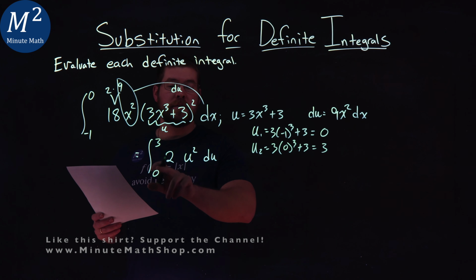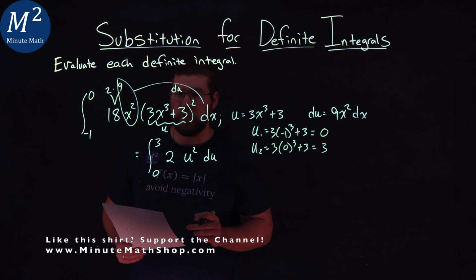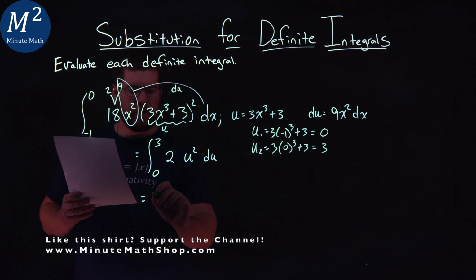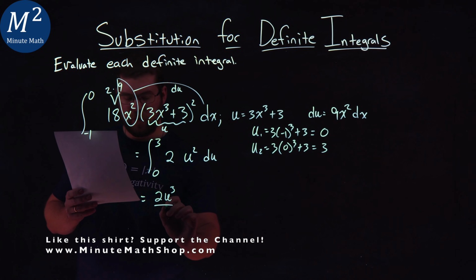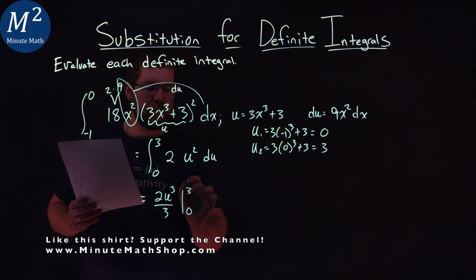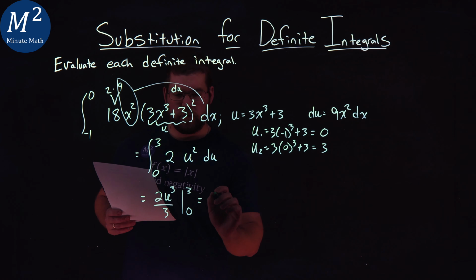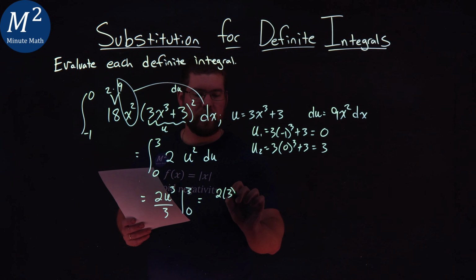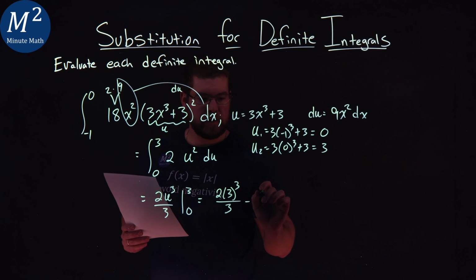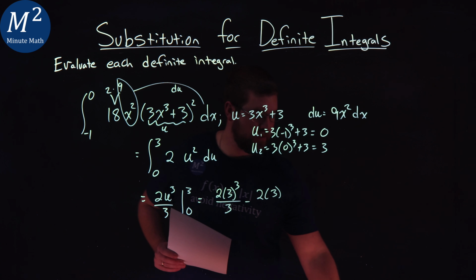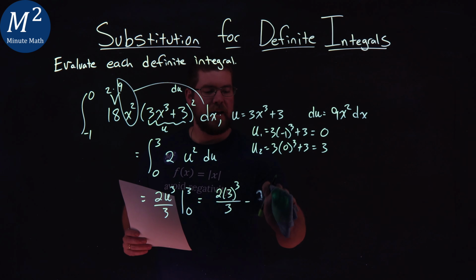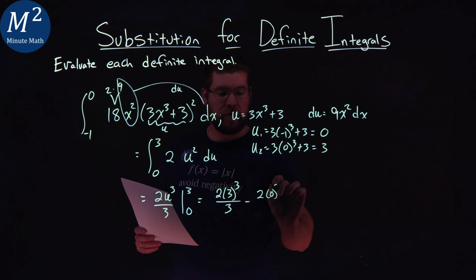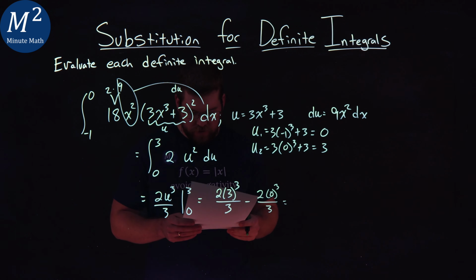And so now we have the integral from 0 to 3 of 2u squared du. So let's go find this. Well, the integral of 2u squared is 2u to the third power over 3, and we're integrating this from 0 to 3. Our rules state we plug in 3 first, and then subtract when we plug in 0. So we have 2 times 3 to the third power over 3, minus, plug in 0 now, 2 times 0 to the third power over 3.